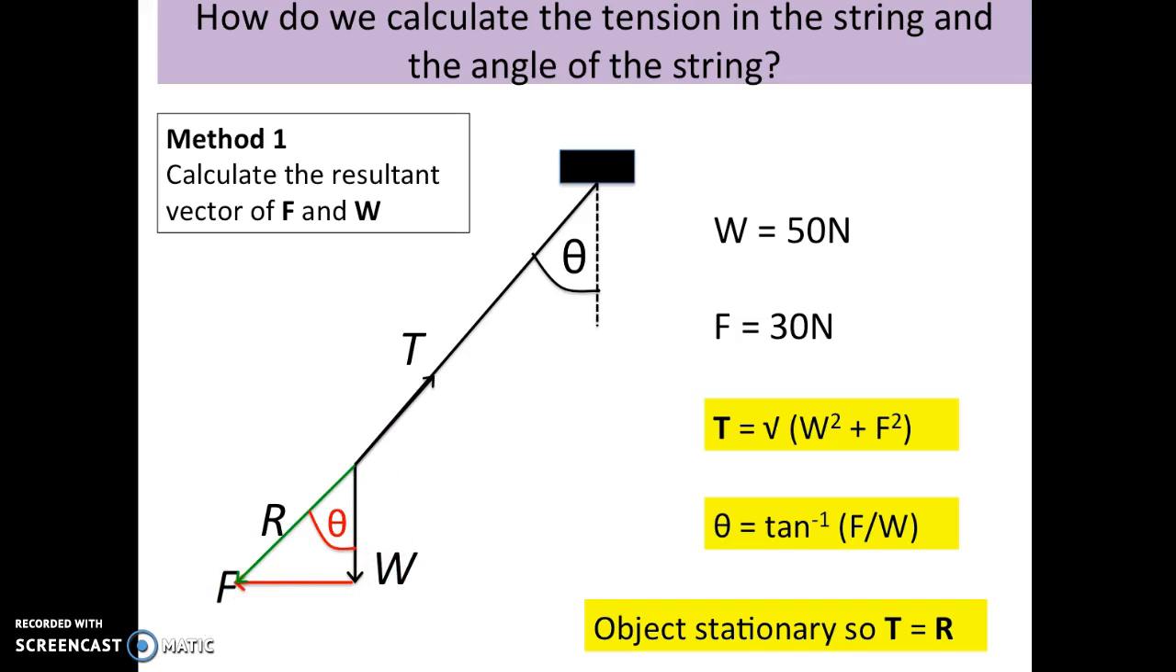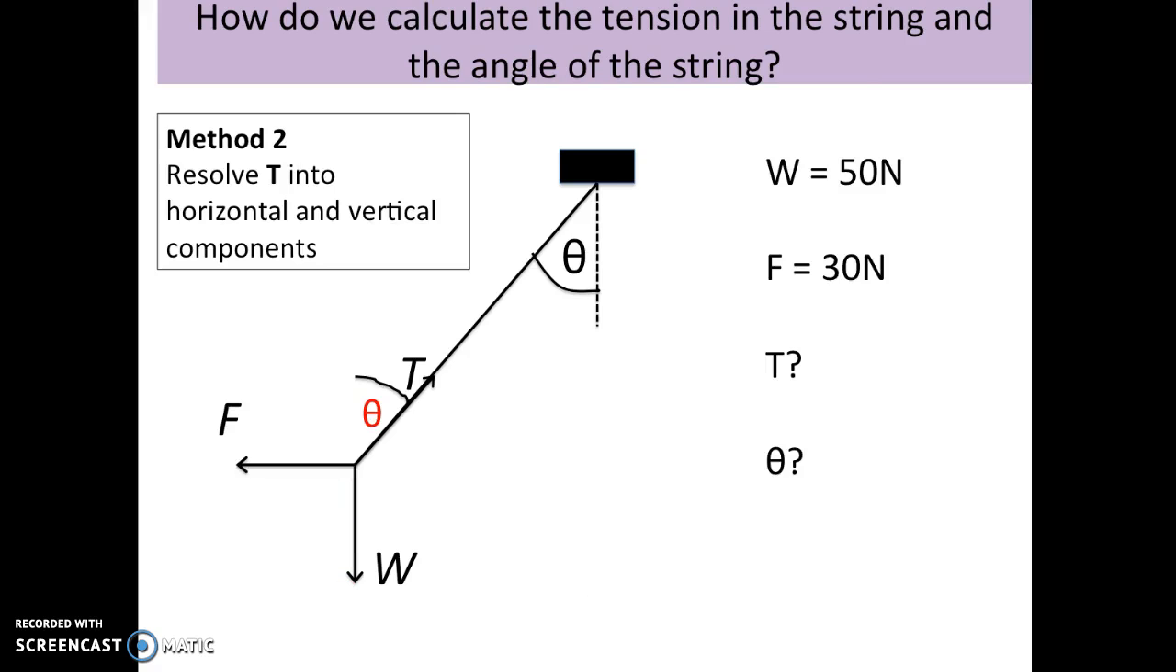divided by W. First method of calculating the tension and the angle, and it's quite a simple one, and you have covered that a lot this week in lessons. However, there is a second method that you could use to calculate the tension of the spring and the angle of the string. And there is a likelihood the exam board might ask you to do this. It involves resolving the tension in the string.